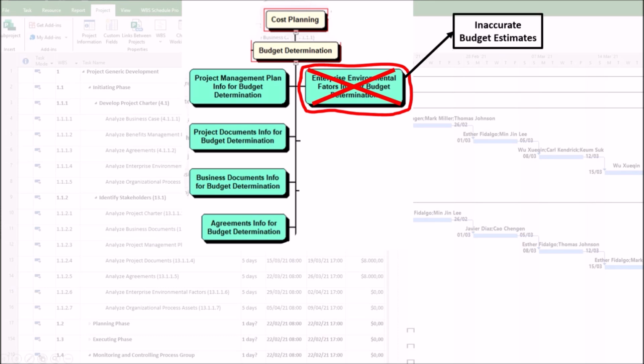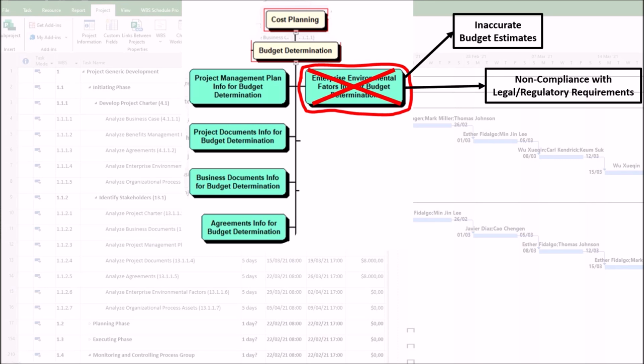1. Inaccurate budget estimates. First, unrealistic cost assumptions. Ignoring inflation, currency fluctuations, or market volatility may result in underestimated costs, causing budget shortfalls. Second, misaligned resource pricing. Failing to account for regional labor rates, material costs, or supply chain disruptions can skew budget projections. As a result of inaccurate budget estimates, the project may run out of funds prematurely, requiring additional approvals or scope cuts.